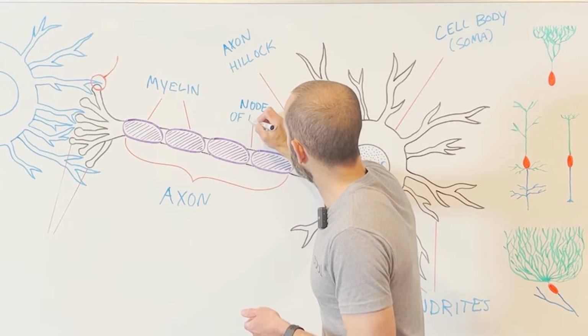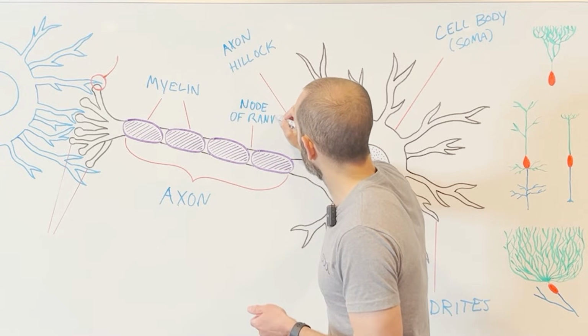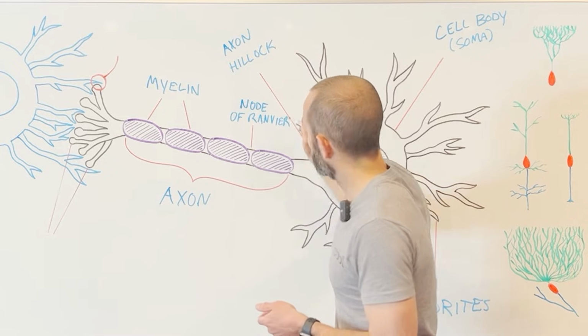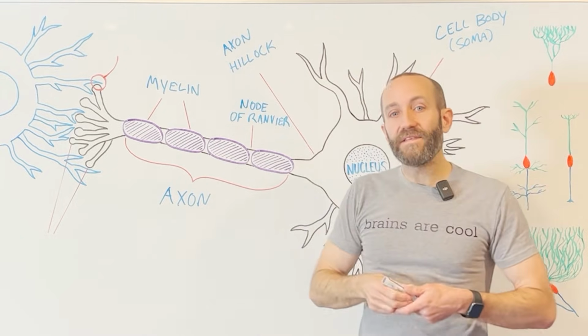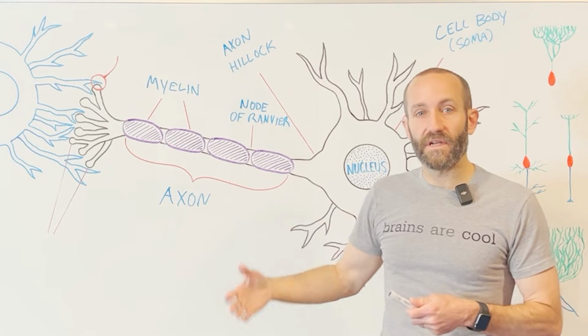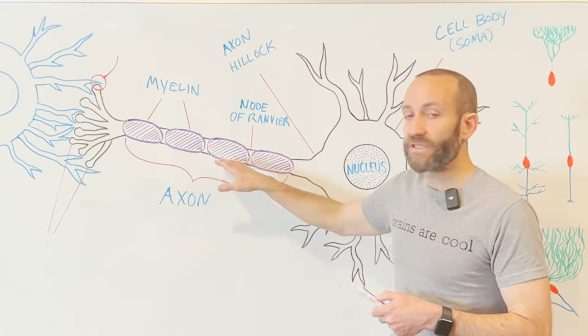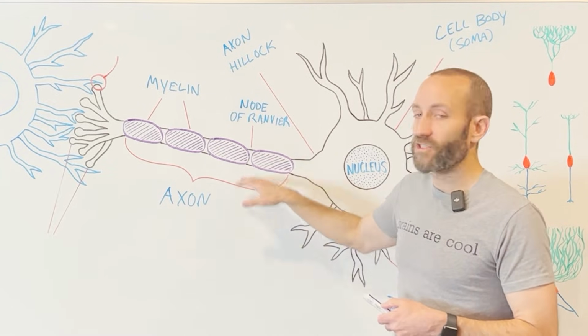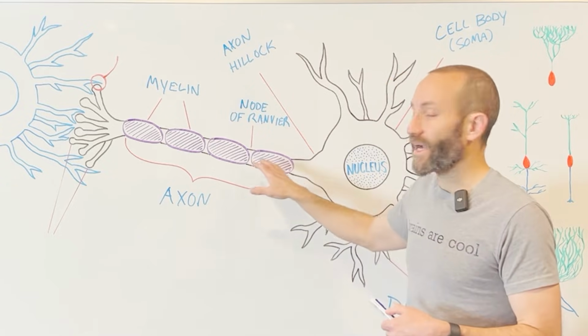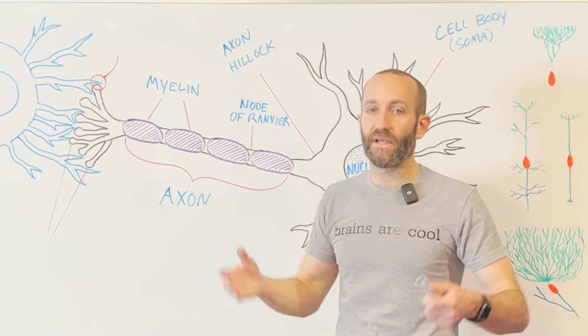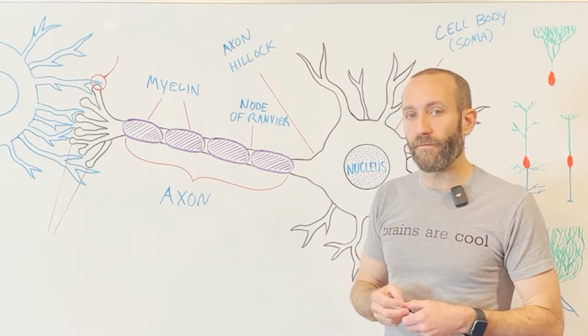And Ranvier is just the name of the scientist who discovered these. At these gaps are channels that allow positively charged sodium ions to flow into the neuron. This influx of positively charged ions helps to regenerate the action potential and move it down the axon. This is something else that I'll talk about more in another video.